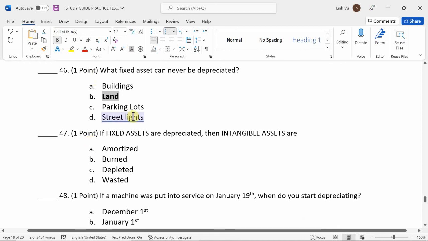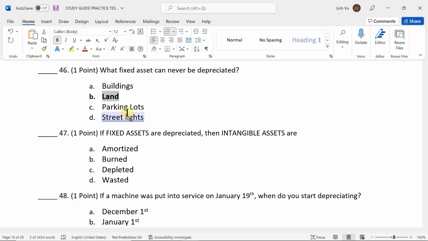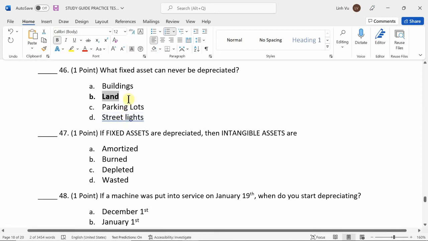Okay. Parking lots, that's part of the property, right? So yes, it can be depreciated, right? Oftentimes parking lots, they get cracks in the ground, you need to re-cement it, so on and so forth. So it does have a life of its own. Same thing with street lights, right? Sometimes they break, okay? Sometimes they lean over. There's a lot of things, right? And buildings can definitely be depreciated.